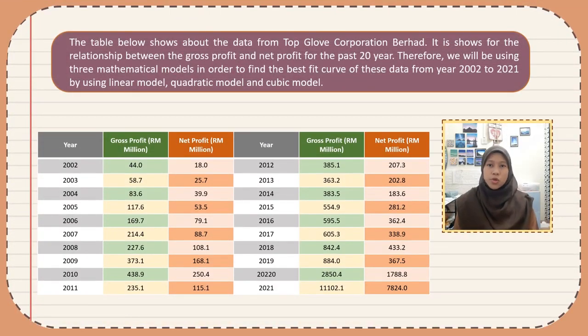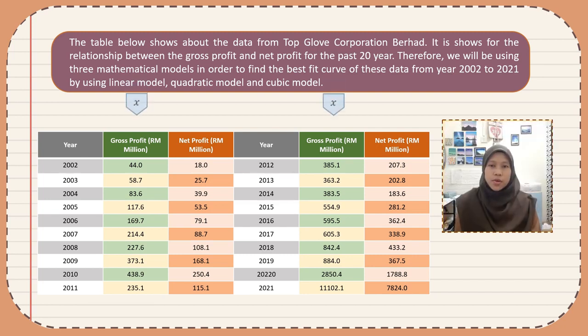The table below shows the data from Top Glove Corporation Berhad. It shows the relationship between the gross profit and net profit for the past 20 years. Therefore, we will use 3 mathematical models to find the best fit curve of this data from year 2002 until 2021: the linear model, quadratic model, and cubic model. The gross profit represents the X variable, while the net profit represents the Y variable.